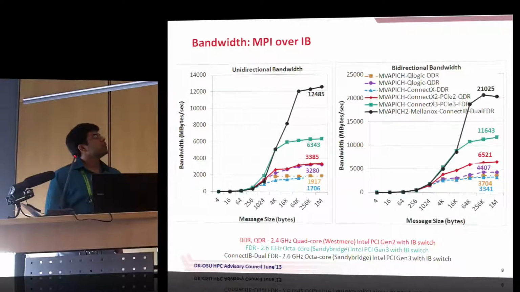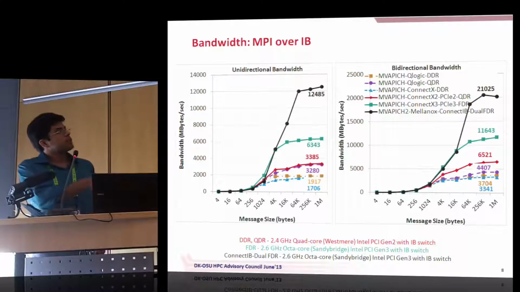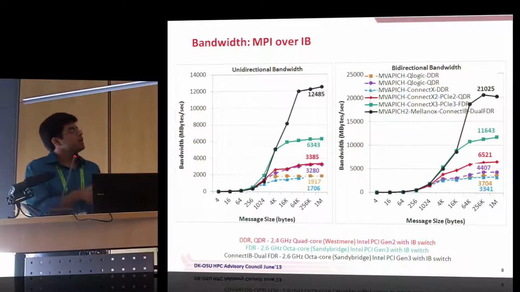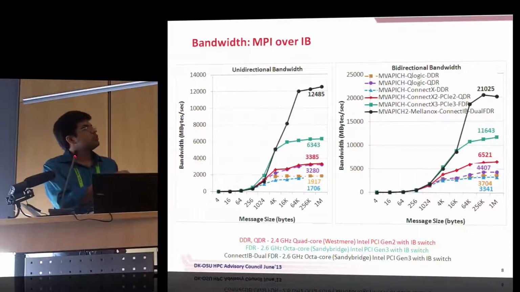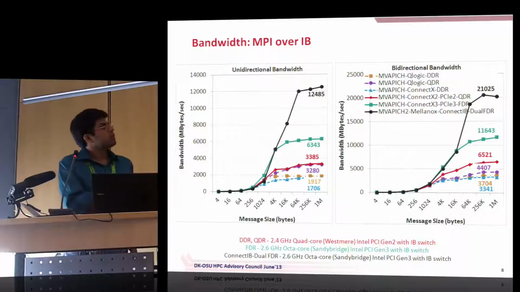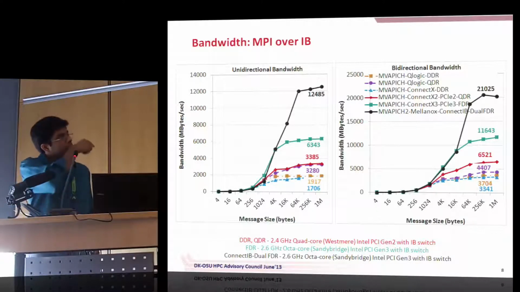These are again the unidirectional bandwidth numbers for various versions of MVAPICH running over various interconnects. As you can see, we are almost able to achieve 100 gigabits per second bandwidth with Mellanox ConnectIB dual FDR adapters.